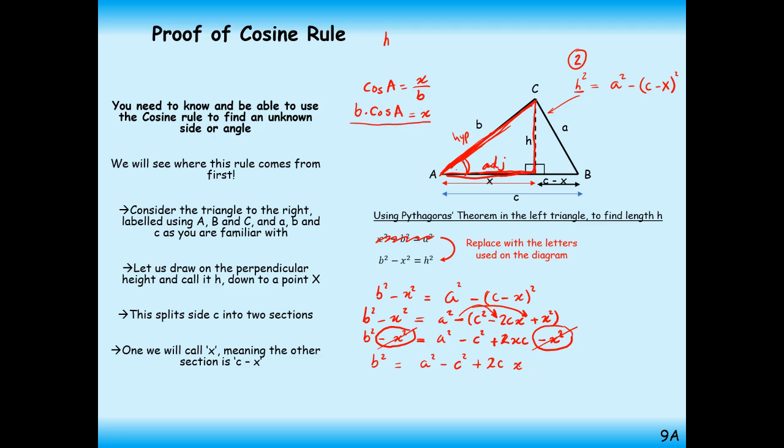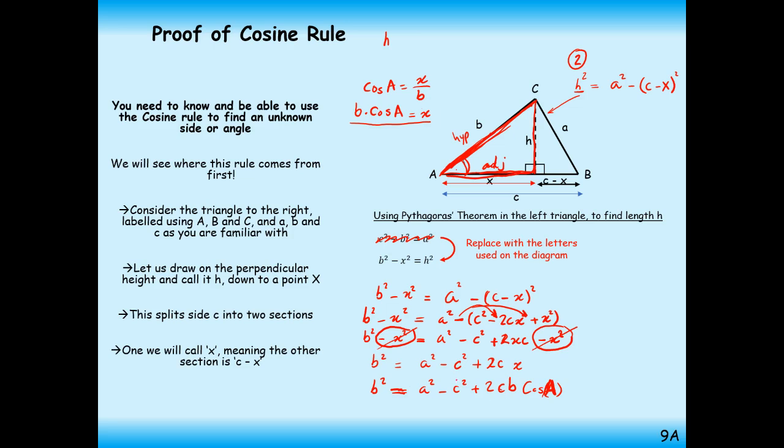So I can bring it down here. I can rewrite this rule as b squared equals a squared minus c squared plus 2c, b multiplied by cos of A. Alright? So now this rule, you have it. We have it written for b squared here.